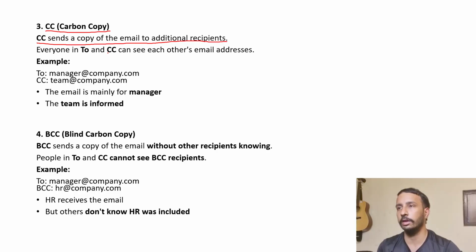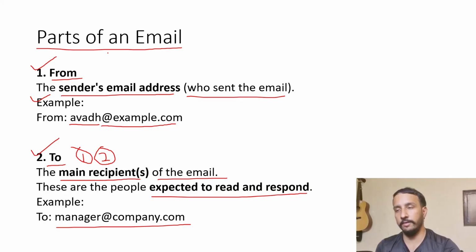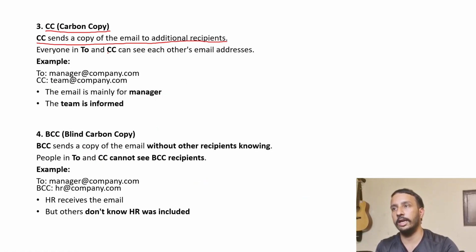Both are receiving it. The difference is if someone is in CC, that means that person is being only informed. It is not expected from that person to read and respond to that email. That is why it is in CC. Everyone in To and CC can see each other's email address. This point is very important.